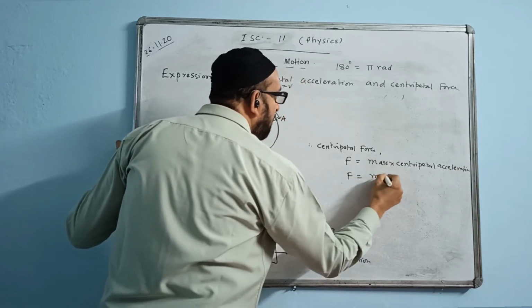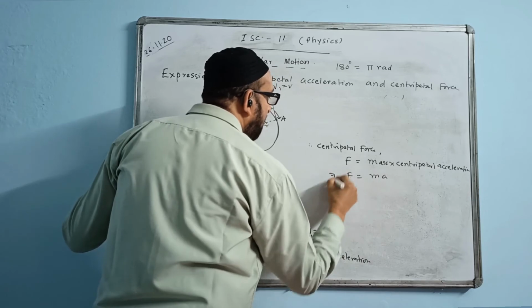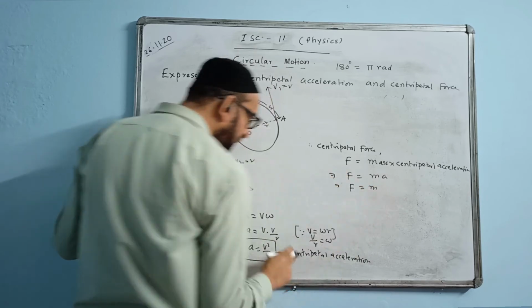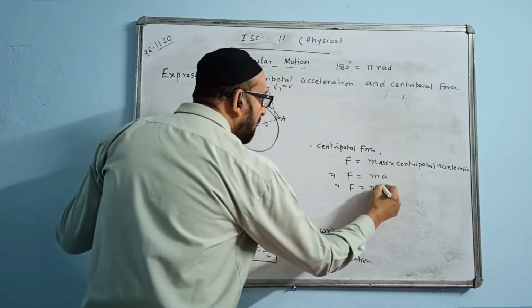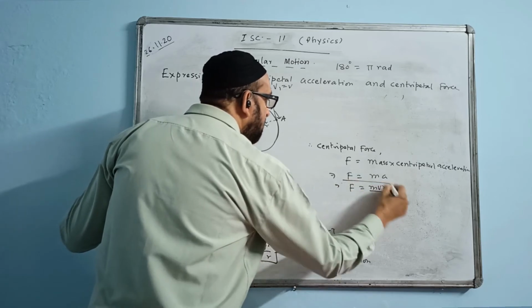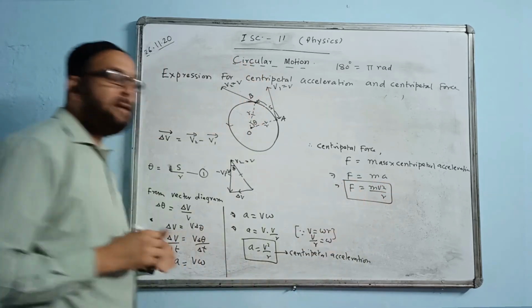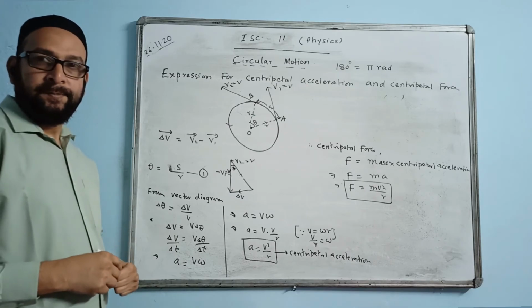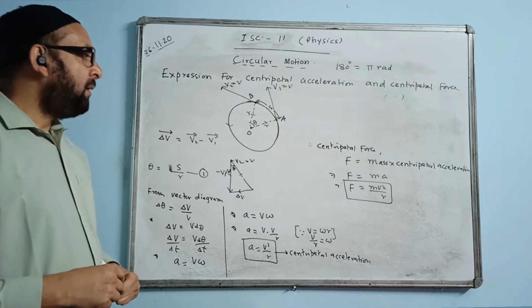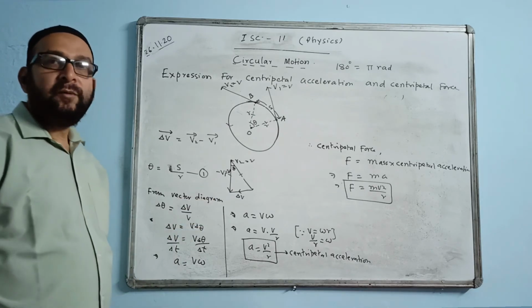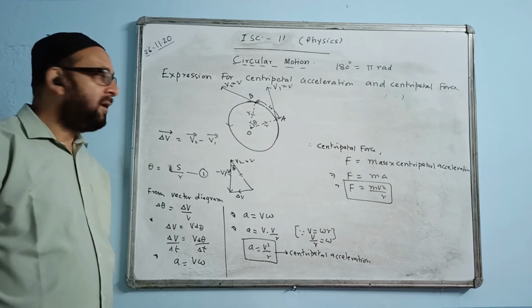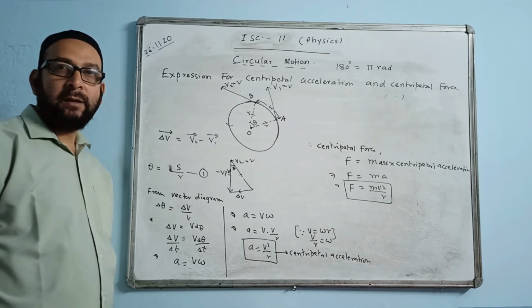Therefore F will be m into a. Next we have F equal to m, and acceleration value is v square by r. So this becomes the formula: F equal to mv square by r. This is the common formula of centripetal force. F equal to mv square by r.